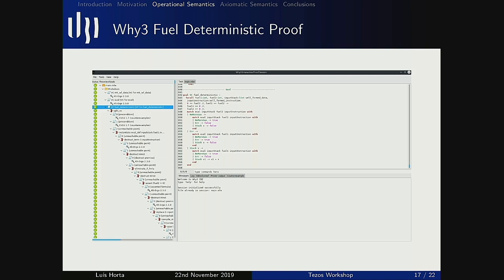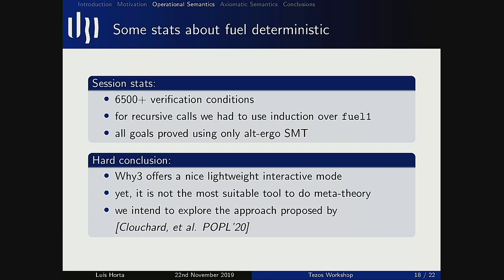Here's a photo of that proof session, and now let's give you some stats about that session and some hard conclusions that we reached. First one, we had over 6,500 verification conditions. For recursive calls, we had to use induction over fuel1. All the goals were proved using only the Alt-Ergo SMT solver.